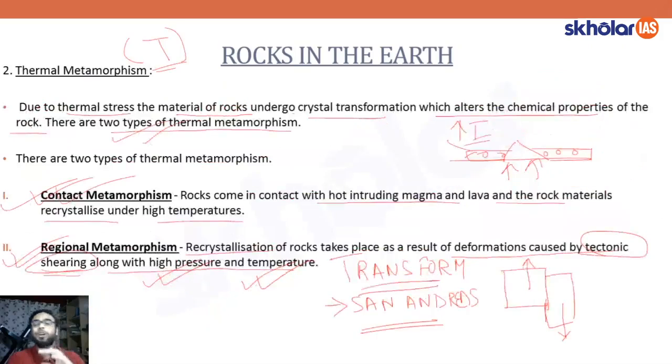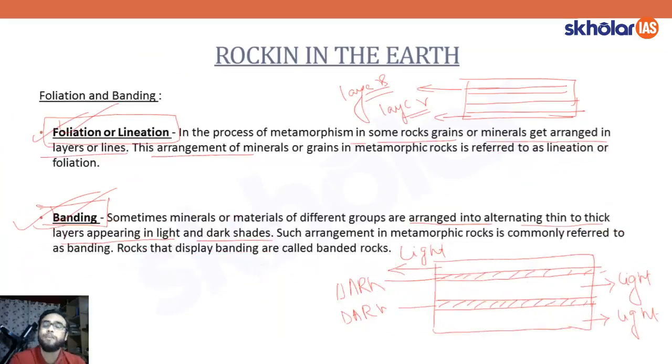Then we also talked about thermal metamorphism, where temperature plays a more dominant role, and thermal metamorphism is again of two types: contact metamorphism and regional metamorphism, right? In the case of contact, it was because of contact with magma, and in the case of regional metamorphism, it is because of tectonic shearing or transform faults, like the San Andreas in the west coast of America.